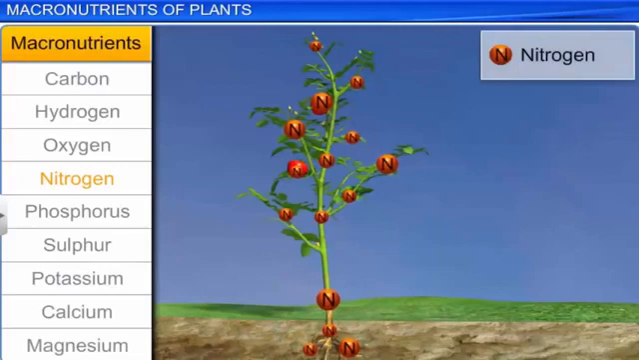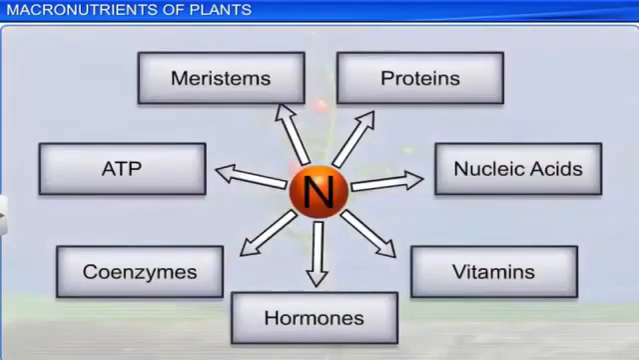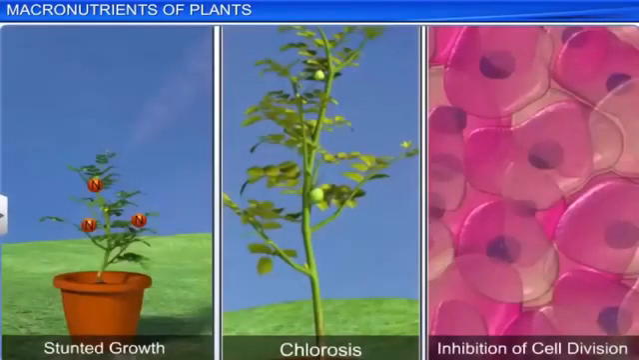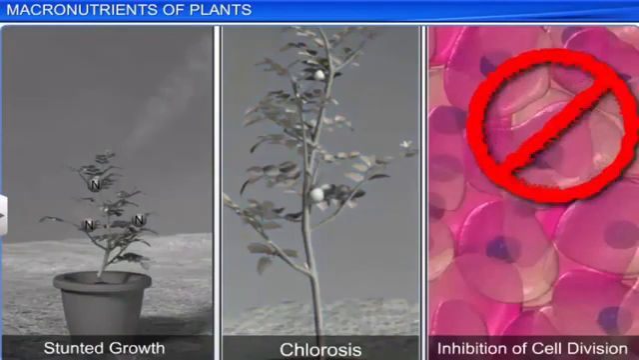Nitrogen is required in all parts of a plant's body. It is mainly found in meristematic tissues and biomolecules like proteins, nucleic acids, vitamins, hormones, coenzymes, and ATP. The deficiency of these elements leads to symptoms like stunted growth, chlorosis, and inhibition of cell division.